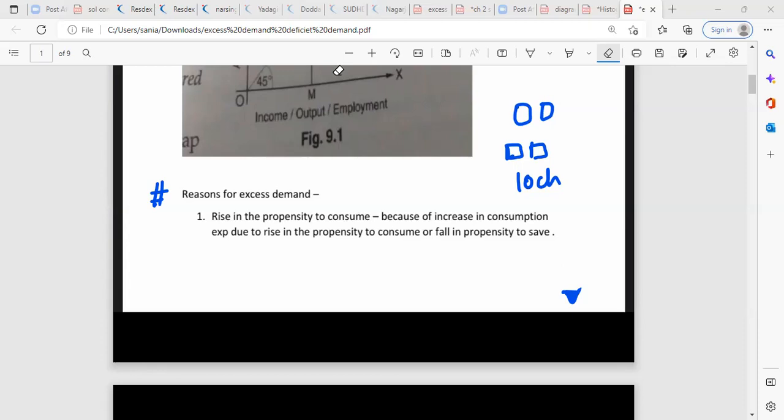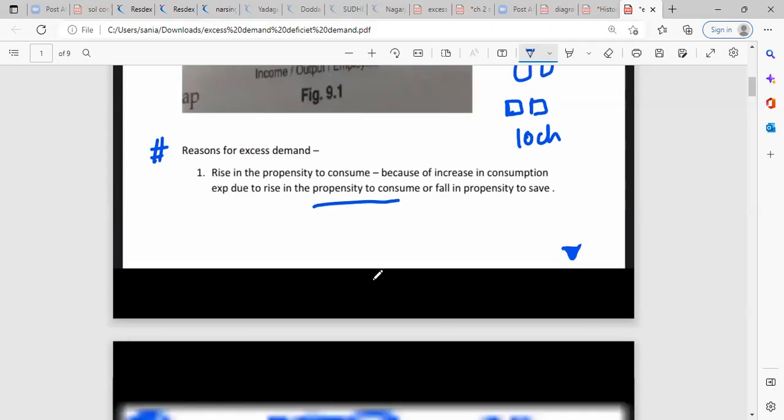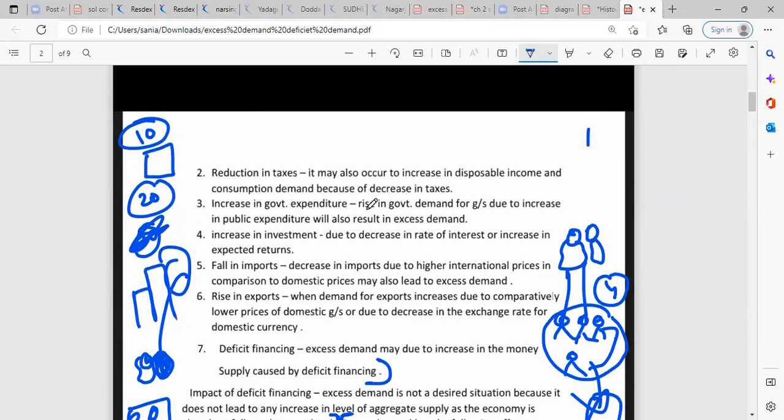Ma'am, in that first point, propensity to consume, it's like consumption. It's not like APC or MPC. Yeah, it's basically simple. Propensity to consume is of two types, APC or MPC. But overall, it will give you the consumption, right? It can be APC, it can be MPC. Okay, done. First point done, ma'am. Now write the rest of the points till 7.